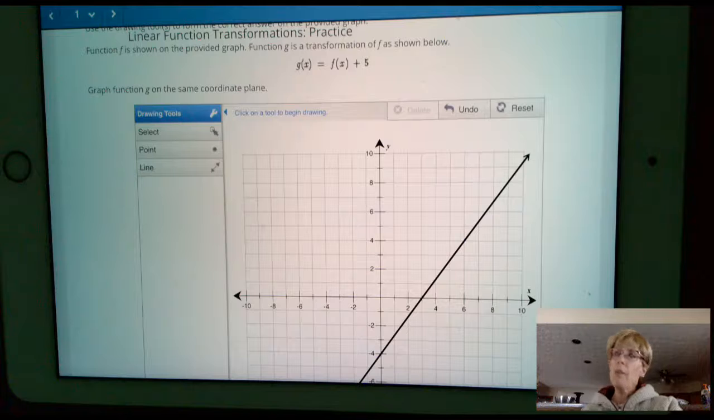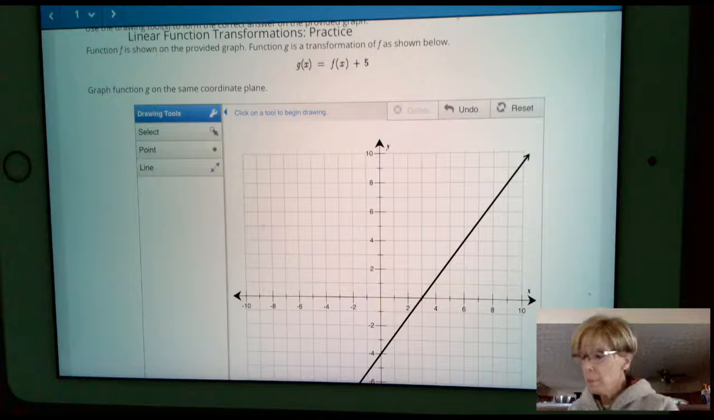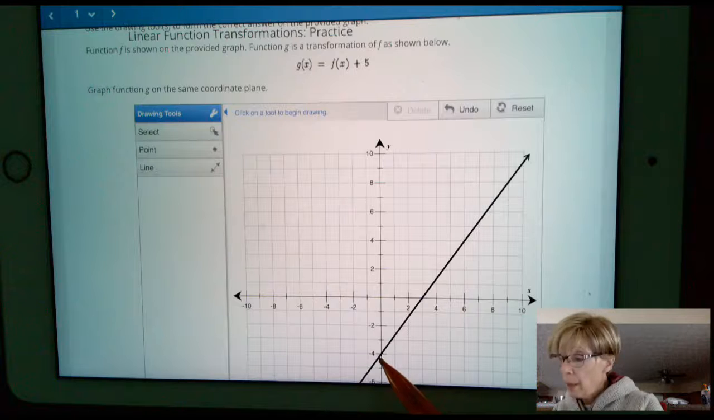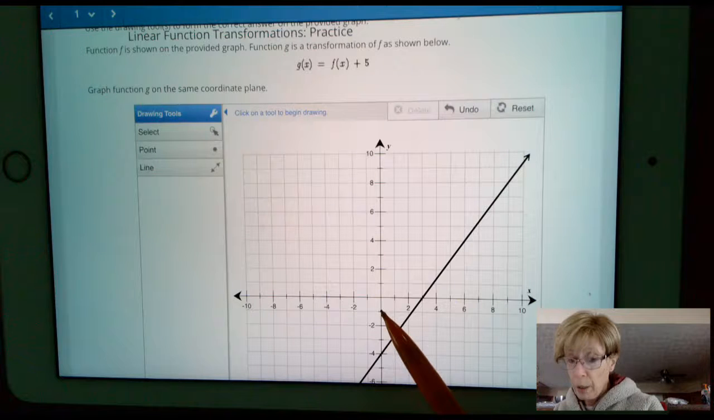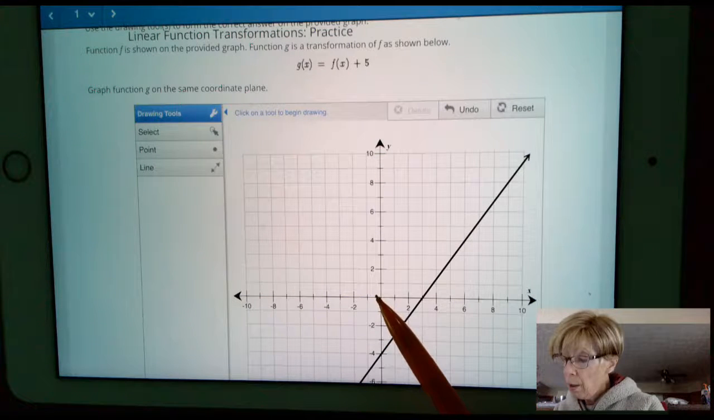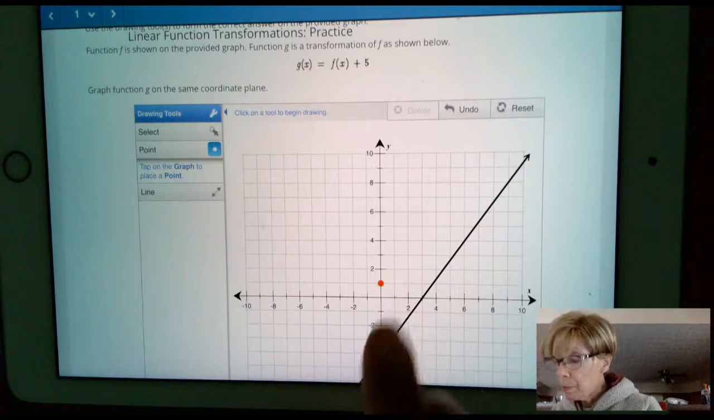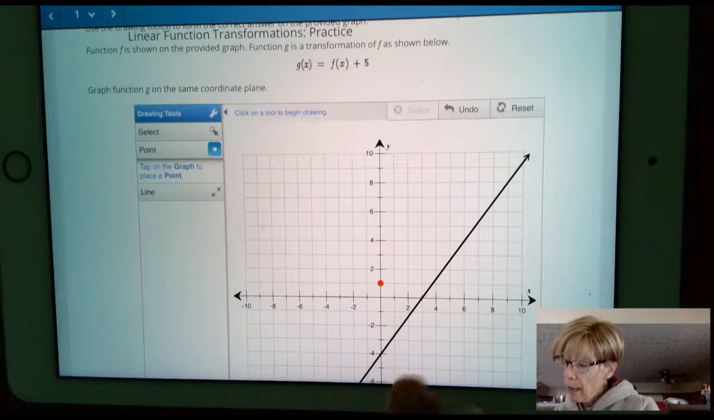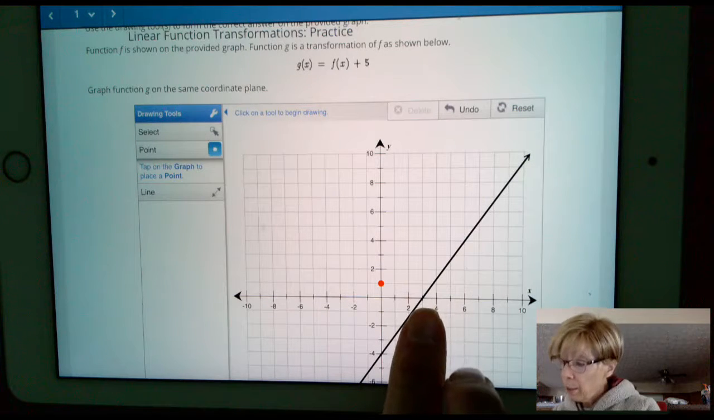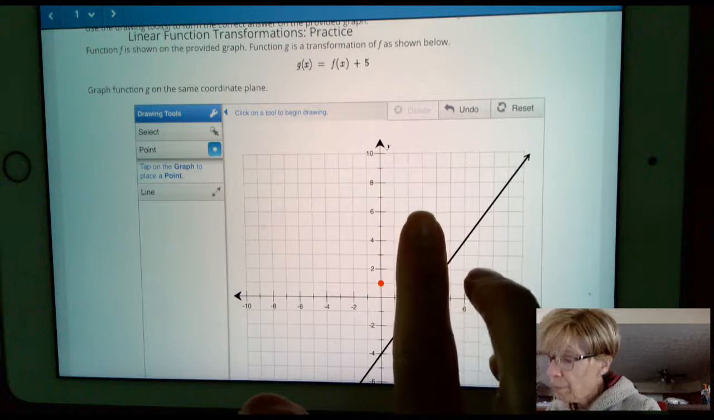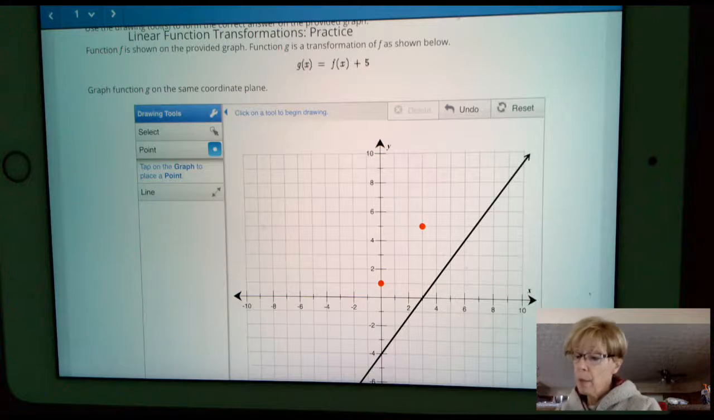So we can start here at -4, and then we're going to go up 1, 2, 3, 4, 5. So we're going to put a point here at 1 on the y-axis. If we take our x-intercept over here at 2, 3, 4, 5, we can put a point in there, and then we can draw a line through those 2 points. And that's the answer to that particular problem.